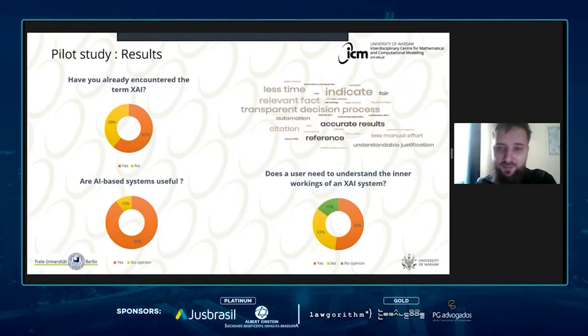62% of the respondents acknowledged that they were already acquainted with the term explainable artificial intelligence. And 52% of the respondents believe that one has to understand the inner workings of the explainable system to receive a meaningful explanation, which suggests that explanations that allow one to understand the system's decision without knowing its inner workings are something that needs to be worked on.